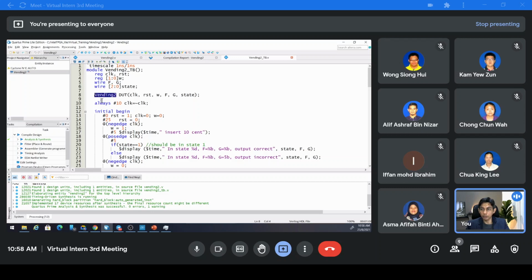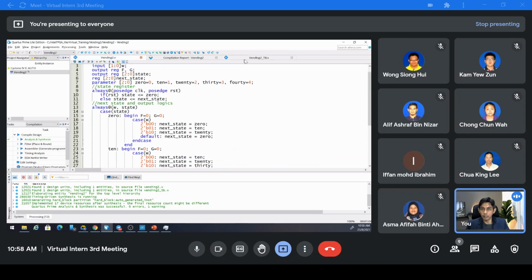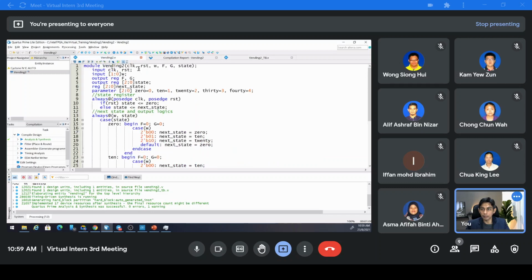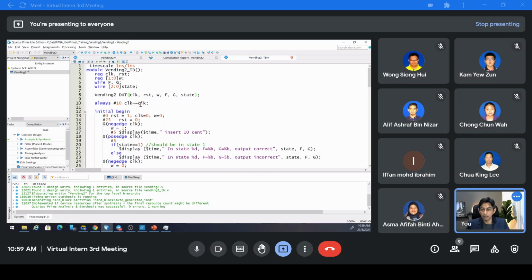So this is how you instantiate your design. The name is wending 2 in this case. So you do instantiate, and we name it as design under test, and we use the positional port map here. Make sure that the position of all of this must be the same as this. And this is how you create the clock in the Testbench.